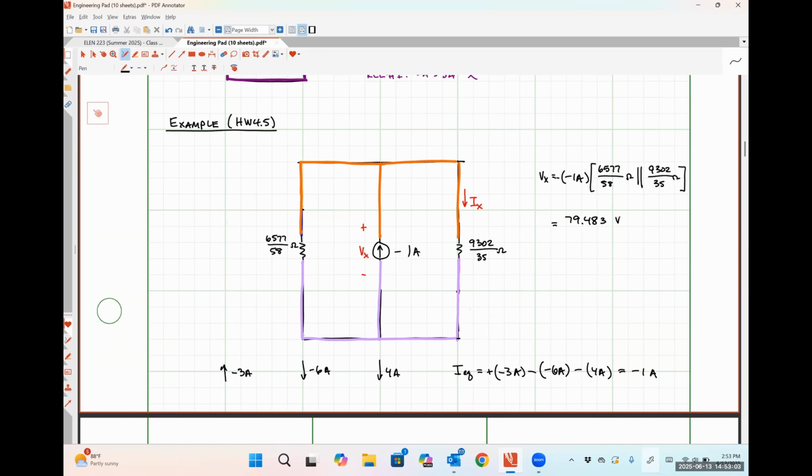So let's just work with this particular answer for right now. So now that I found that voltage, how would I find that current IX? The voltage divided by the resistance. Exactly right. So that would just be Vx over that 9302 over 35 ohms, which should come out to be 299.067 milliamps.